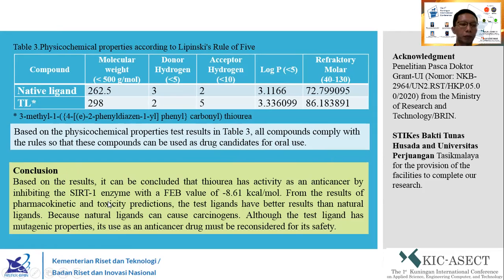And for the conclusion, based on the results, it can be concluded that thiourea has activity as an anticancer by inhibiting the Sirtuin-1 enzyme with a free binding energy value of minus 8.61 kilocalorie per mole. From the results of pharmacokinetics and toxicity prediction, the test ligand has better results than the native ligand because the native ligand can cause carcinogenicity. Although the test ligand has mutagenic properties, its use as an anticancer drug must be reconsidered for its safety.